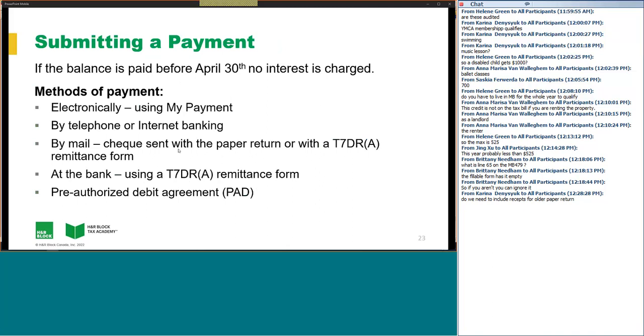The T7DR is a remittance voucher. I'm going to show you what that looks like. So you can mail it, but you have to have a remittance voucher with you when you mail it. Or you can go to the bank using a remittance voucher. Or you can set up pre-authorized debit with the CRA, but we can't do that on a tax return when we e-file. That has to be done either through net filing or manually by the taxpayer. So if they're doing a paper return, they can choose to do pre-authorized debit as well. Okay. And pre-authorized debit can be a one-time debit or it can be a multiple payment debit.